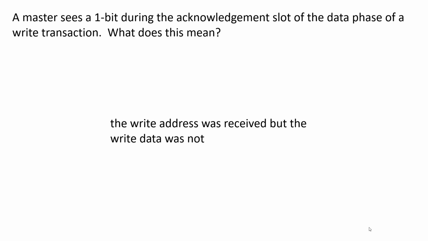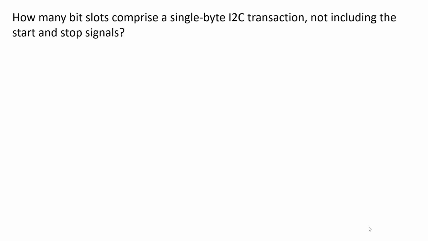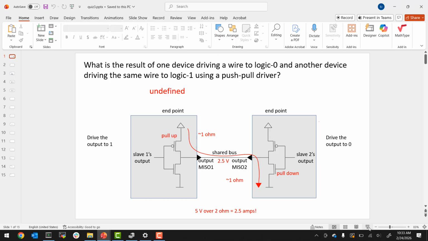Yeah, it means the right address was received, but the data was not. Okay. How many bit slots comprise a single byte in I2C? That would be 18, right? Yeah, 9 and 9. And that's it. Any questions? Okay, so the midterm exam will have questions pretty much like those ones.